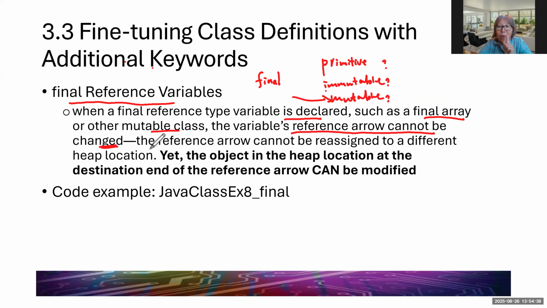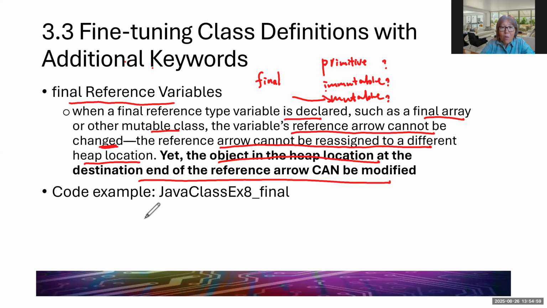That pointer cannot be changed. So it cannot be reassigned to a different heap location. But the object on the heap can be modified. So this is a subtle difference.